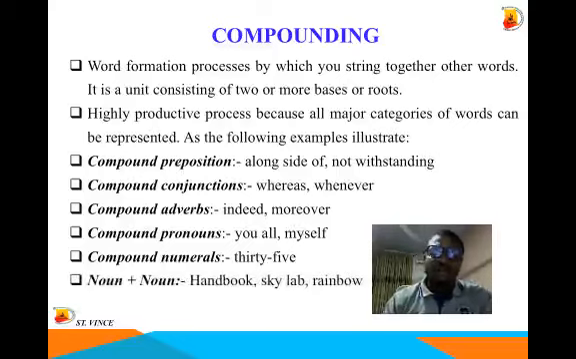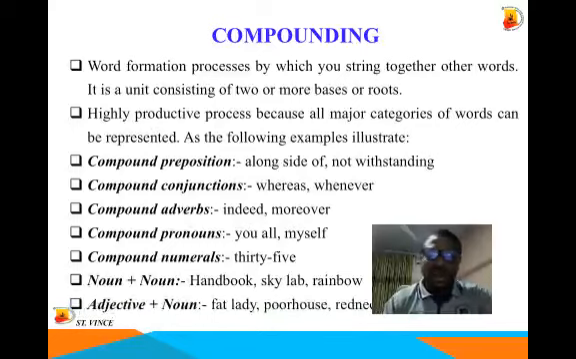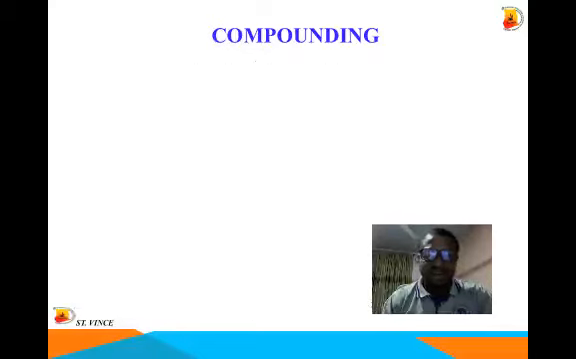You can have also noun plus noun compounding. So we have handbook. Hand is a noun, book is a noun. You put them together to form a new word. Then we have skylab. You can have rainbow. So you can also have an adjective plus a noun coming together. Wow, you say something like a fat lady, a poor house, a red neck, blue, all of them, blue tie, dancing shoe, name them. All right.